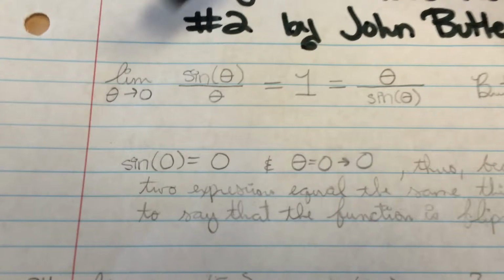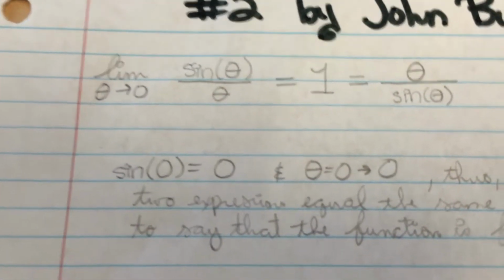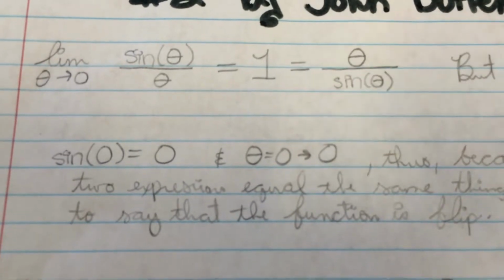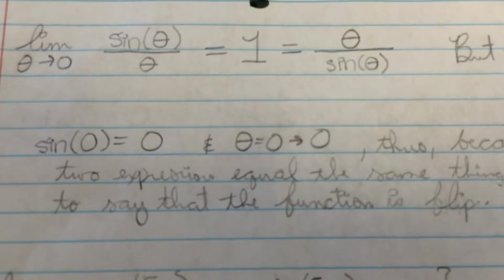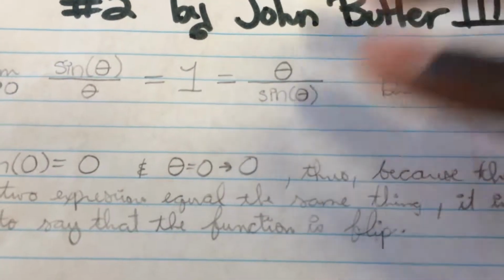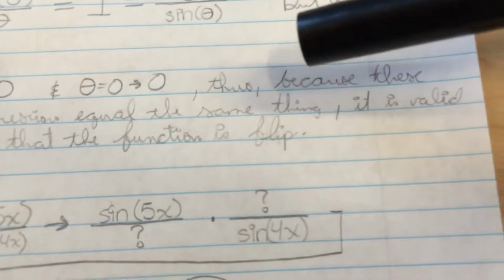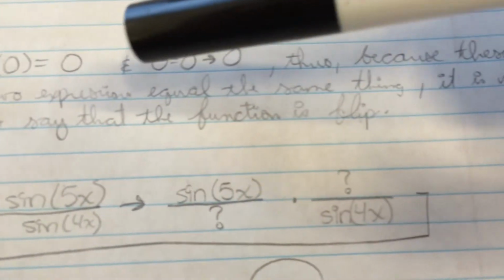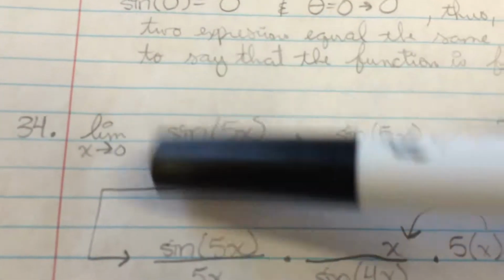But why is that? Well, sine of theta when theta is 0 equals 0, and theta is also 0. Thus, they're reversible, since they equal the exact same thing on the top and the bottom. And because these two expressions equal the same thing, it is valid to say that the function can be flipped. Therefore, we can apply this method to this problem.